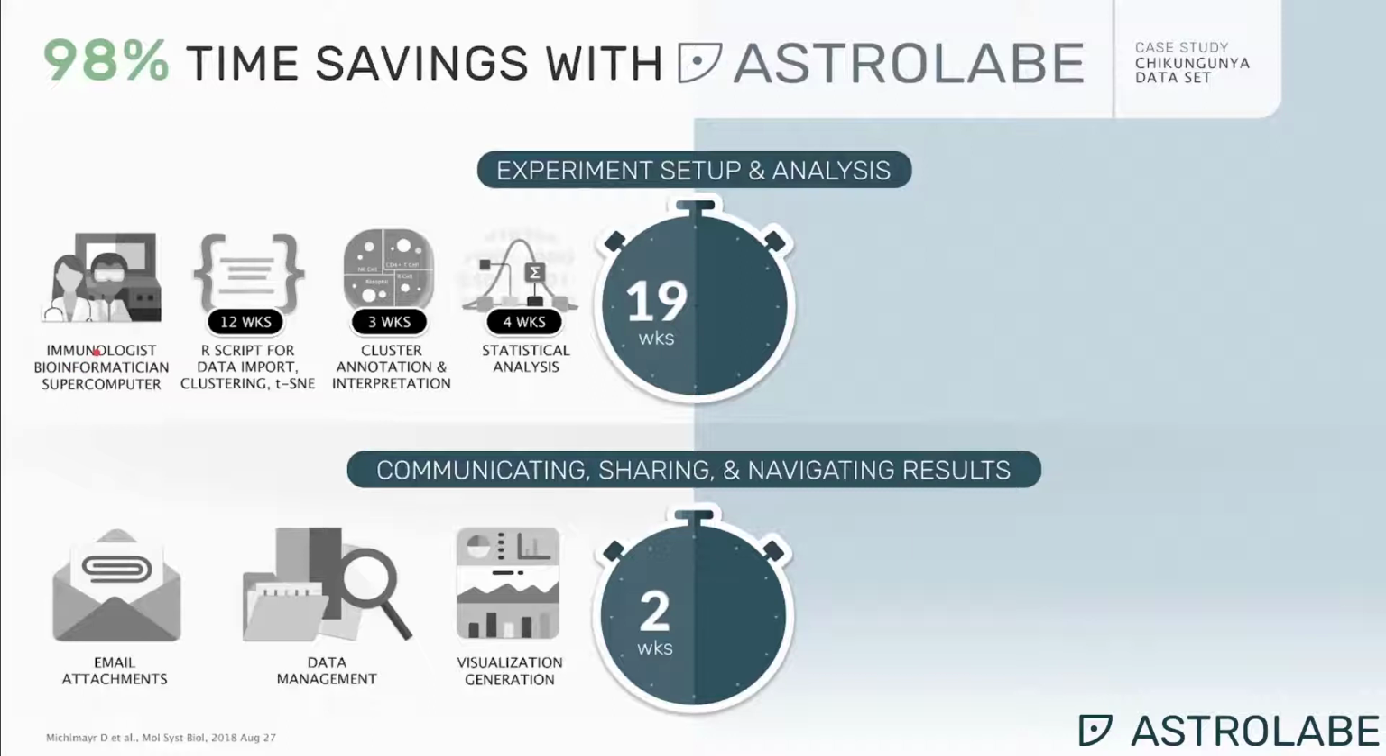We also had access to the Mount Sinai supercomputer, and it took us about 20 weeks of work just to get through this data. We had to spend about 12 weeks to import all of these FCS files, cluster them, and run t-SNE. Then another 3 weeks meticulously annotating the different metaclusters, another 4 weeks for the statistical analysis, and then on top of this, we had a 2-week overhead of managing the FCS files, sharing them with different people in the project, discussing results with the PI, and so on and so forth.